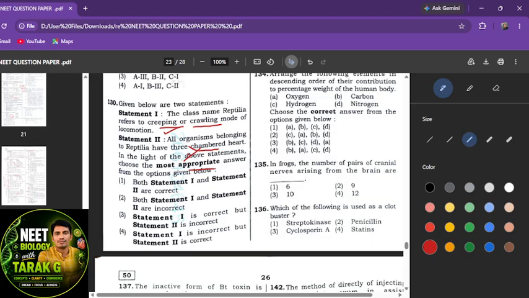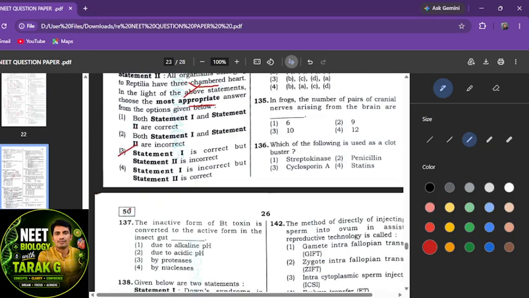Statement 2 is wrong. Statement 1 is correct because the creeping organisms belong to Reptilia, which are the creepers. So the answer is statement 1 is correct and statement 2 is wrong. Both statements correct, or statement 1 correct and the other incorrect, they have given. So option D will be the answer.